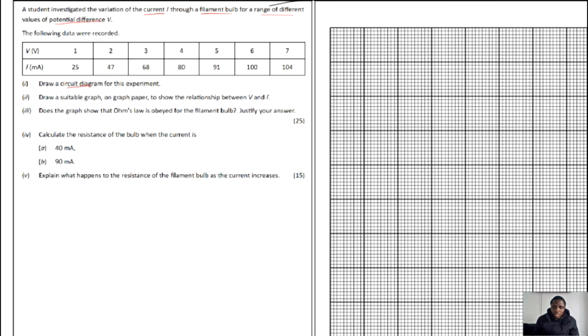Okay. So what's the next question? Draw a suitable graph on a graph paper to show the relationship between voltage and current, that is, potential difference and current. So how do you do that? We have to draw a suitable graph on a graph paper to show the relationship between potential difference V and the current I.